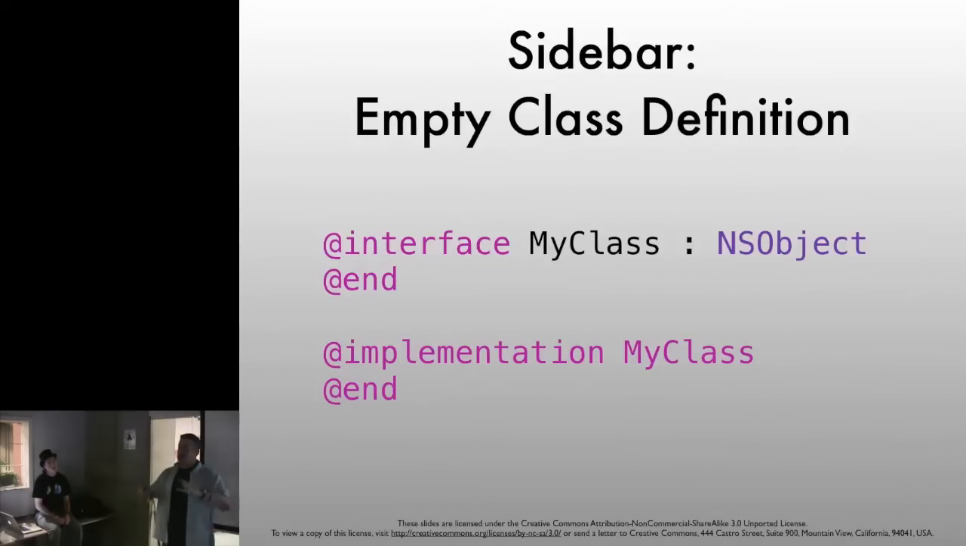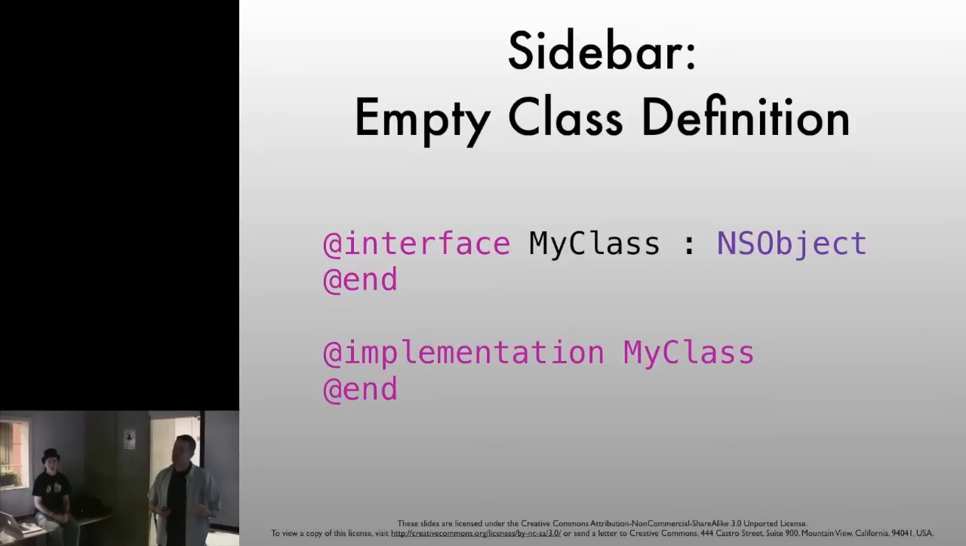So this is kind of a sidebar for the lab. This is what an empty class declaration looks like. I use this as a way to subclass off of NSObject, so that you've got your own class that you can mess with and that you can override dealloc. This is what it looks like, just an empty interface and an empty implementation. It's like having an empty class in C++.